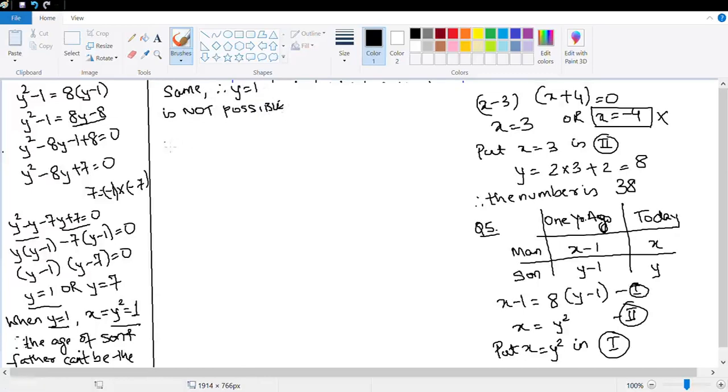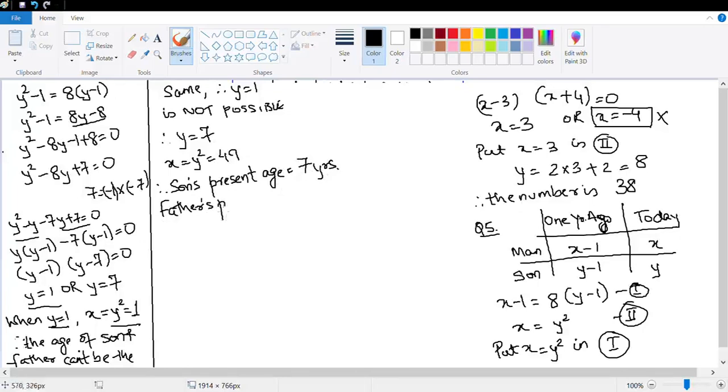So then I'm left with, therefore y is equal to 7, which means x is equal to y square, which is 49. Perfect. So let's read the question. What do they want me to find? Find their present ages. Therefore son's present age is equal to 7 years. Writing the unit is mandatory and important. And father's present age is equal to 49 years. Perfect. Now let's move on to the next question.